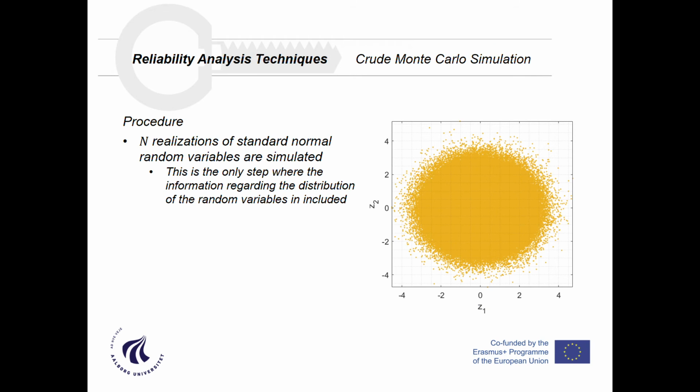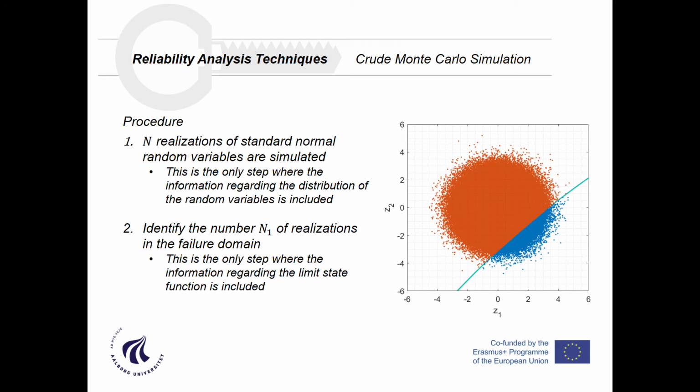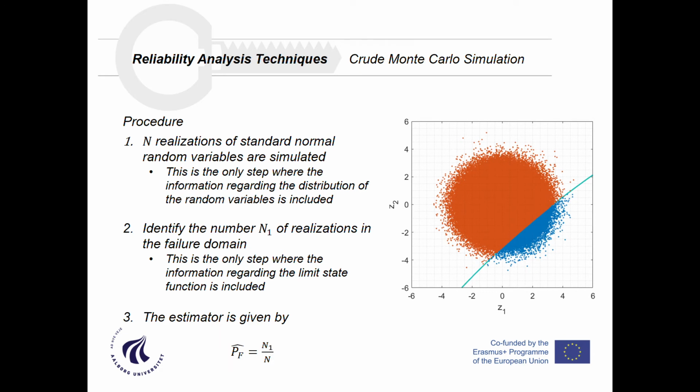So the procedure basically will be that we simulate n realizations of standard random variables, and this is the only step where the information regarding the distribution of the random variables is included. Then we identify the number n1 of realizations in the failure domain, and this is the only step where the information regarding the limit state function is included. Then the estimator will be given by n1 divided by n. So the failure probability will be basically the points in the failure domain divided by the total number of points simulated.